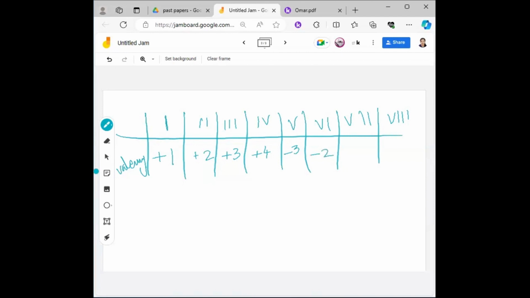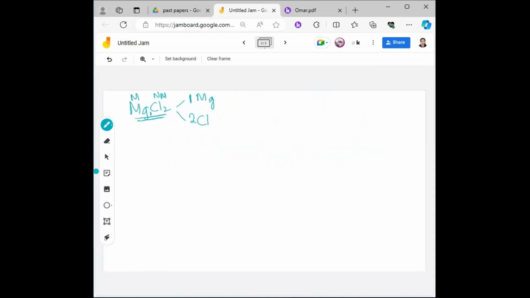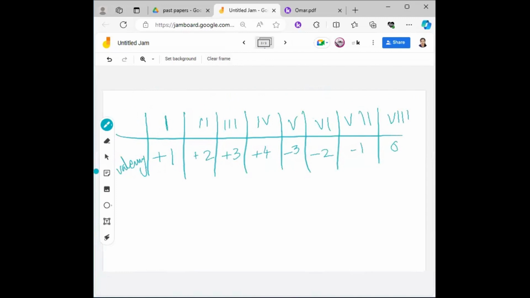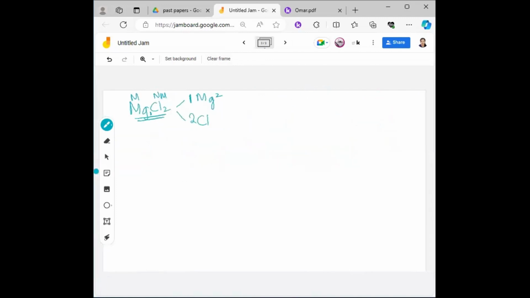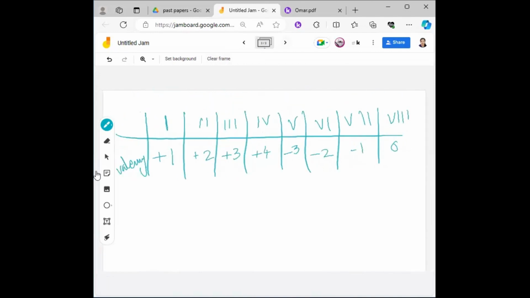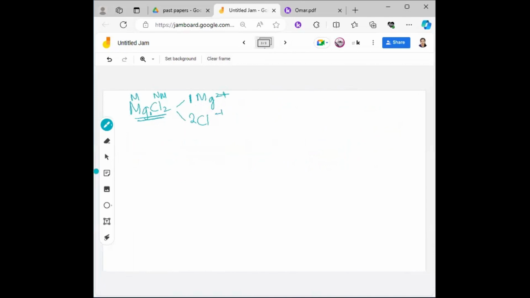For group 7, minus 1. For group 8, 0. Right. Now what we are going to do is, for magnesium, magnesium is in which group? Magnesium is in group 2, right? So we will write 2 positive over here. Chlorine is in group 7, so we will write minus 1 over here. You got it?